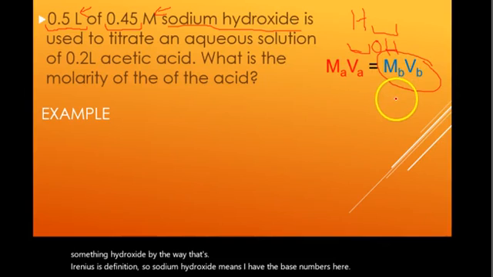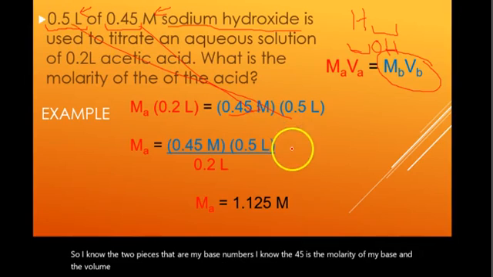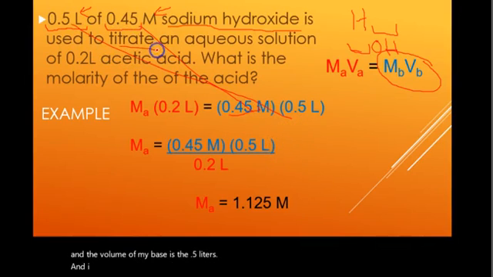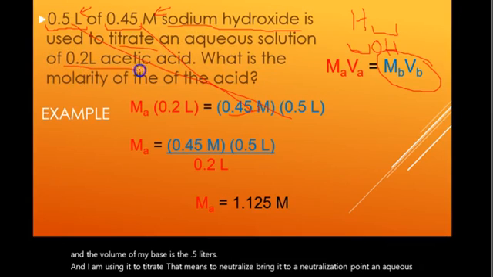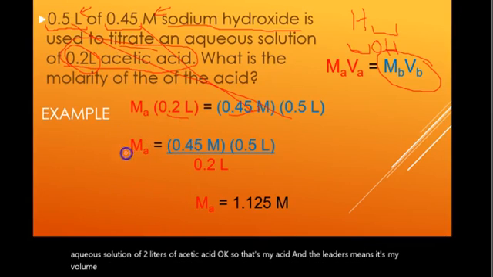So I know the two pieces that are my base numbers. I know the 0.45 is the molarity of my base, and the volume of my base is the 0.5 liters. And I am using it to titrate, that means to neutralize, bring it to a neutralization point, an aqueous solution of 0.2 liters of acetic acid. Okay, so that's my acid, and the liters means it's my volume. So what I'm trying to solve for here is the molarity of my acid.